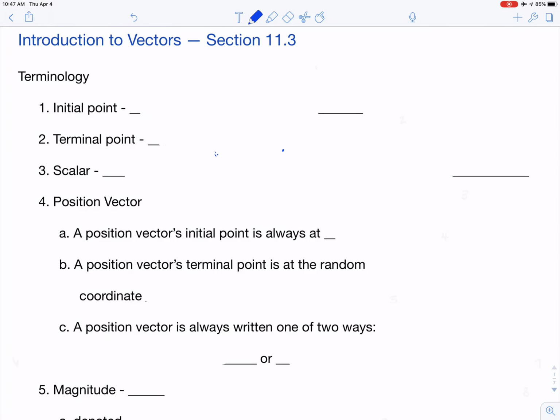Hey folks, this is an introduction to vectors. In this particular section, let's talk through some terminology first of all.